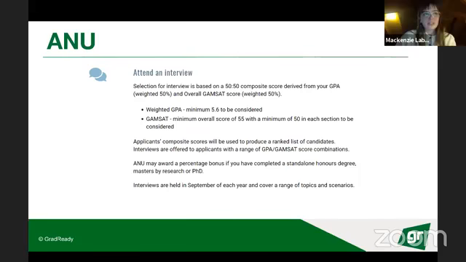Basically, sadly for ANU, they haven't put out any specific info about how they're adapting to COVID. So it's the same deal as usual. How much is the interview worth at ANU? I think it's 50% of your final overall ranking, so 25% GPA, 25% GAMSAT, and then 50% interview. But I guess you'll just have to stay tuned to find out how exactly they're going to run that.